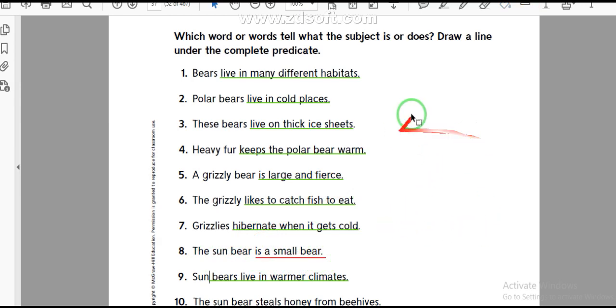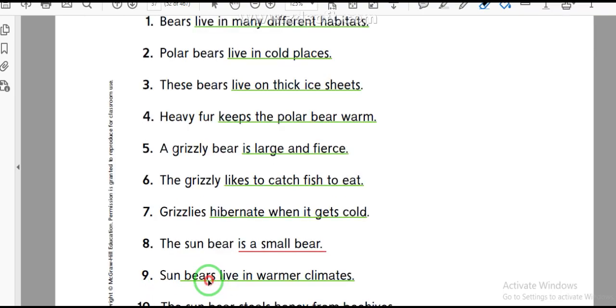Okay, let's move to number nine. I did it by mistake. It's not correct. We're going to fix it now. Let me erase this first. Okay, I can't erase it, so I'm going to underline it now in red, okay?